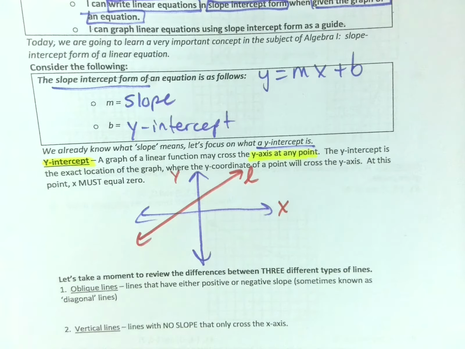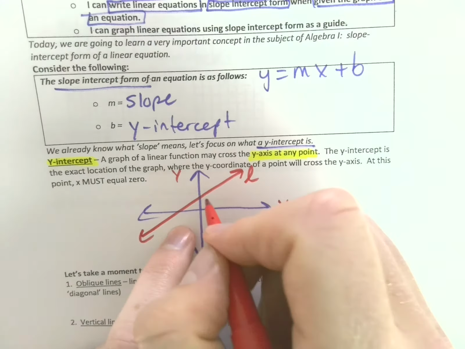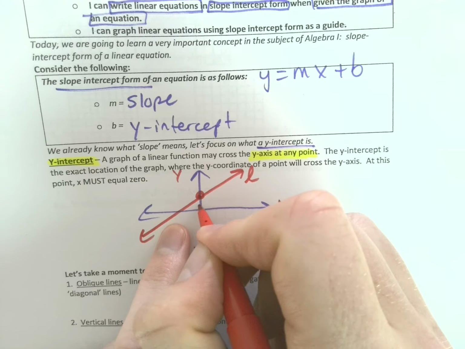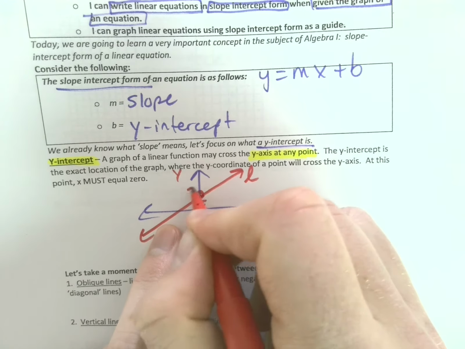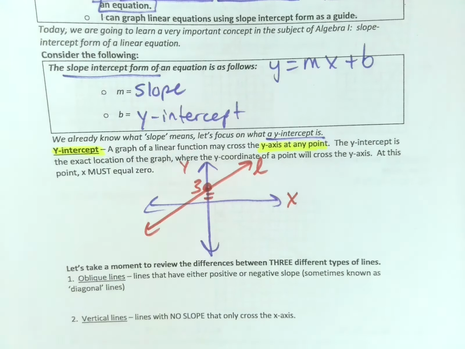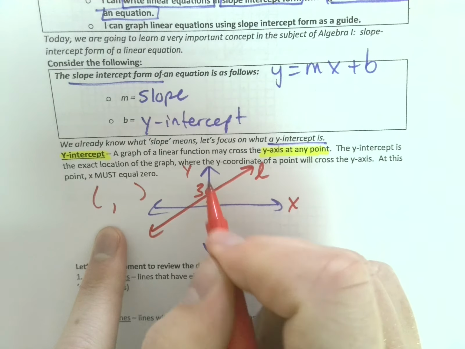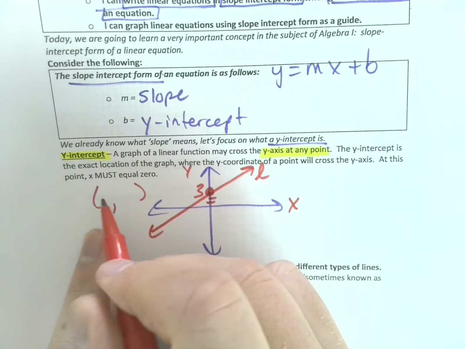Now, Colin, do you notice how our line crosses the y-axis? Where do you guys want to say this line's crossing the y-axis? Make it 3. Sure, we'll say 3. It's hitting at 3. Now, how would you represent that coordinate? What would the coordinate look like? It'd be 0 for x, and y will be 3.